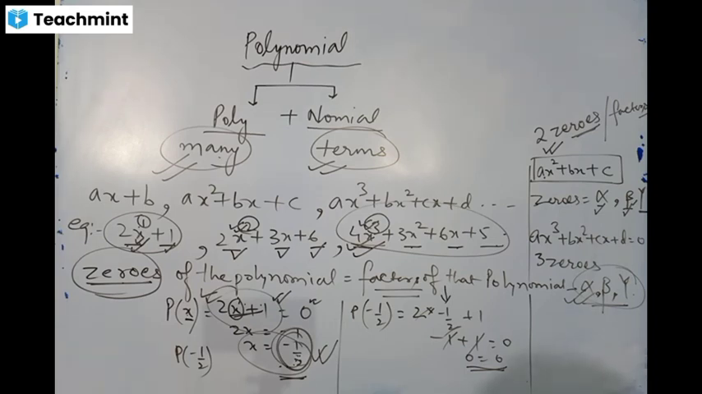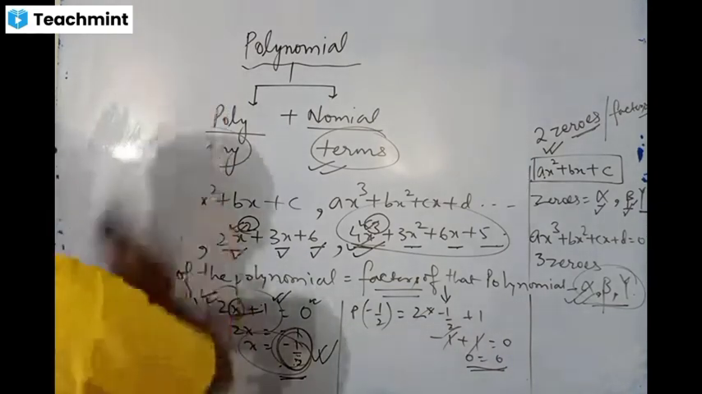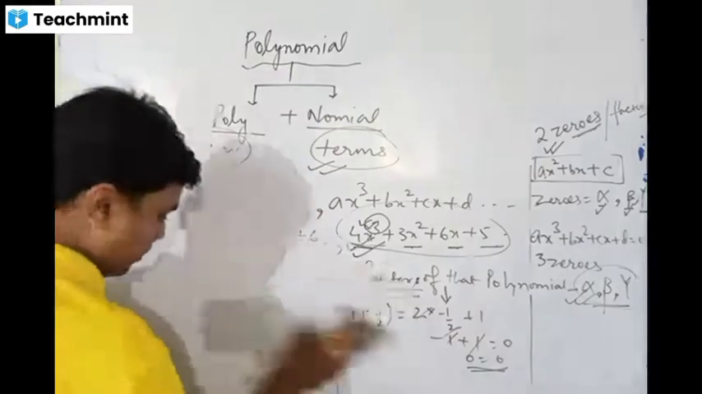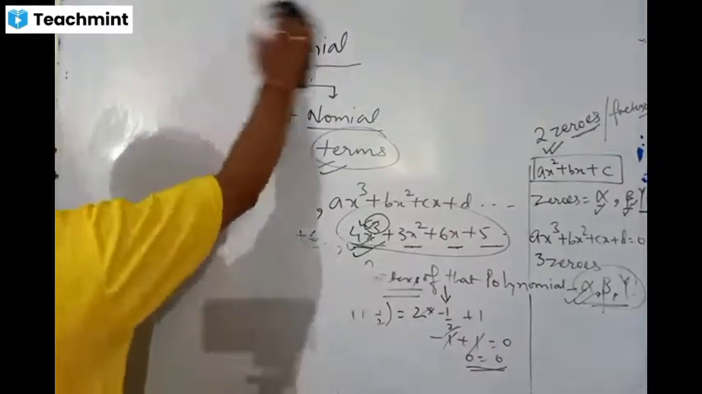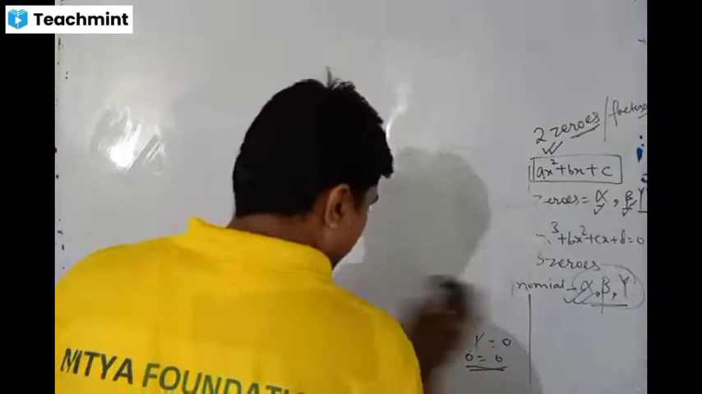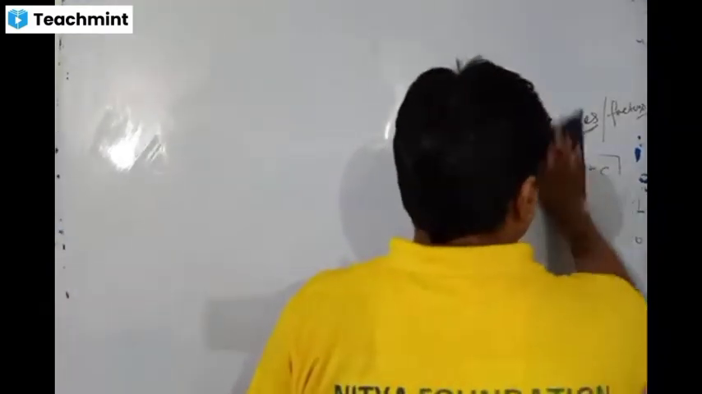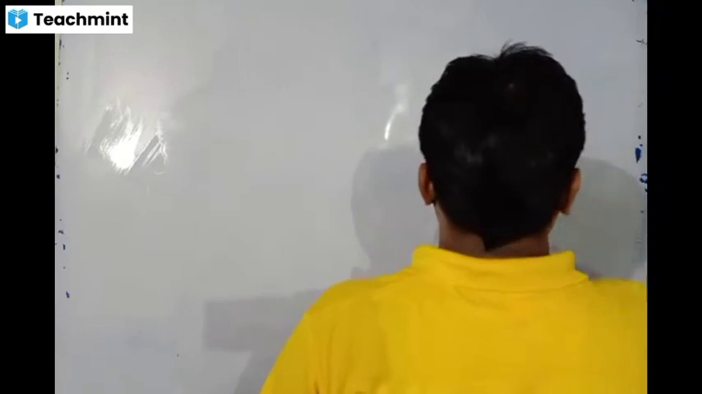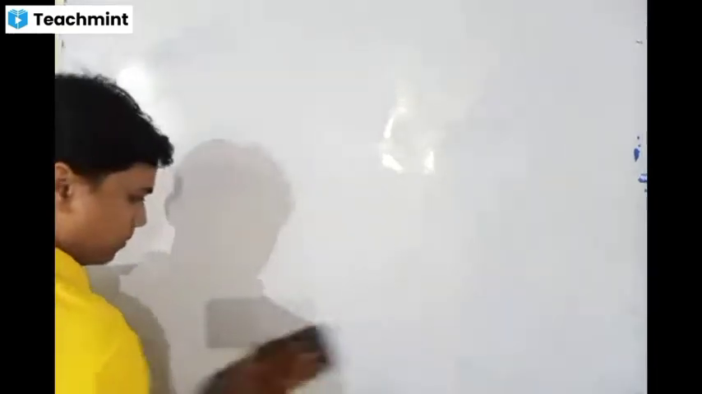Okay, so suppose there is an expression. We are just starting with linear polynomial only. Will anybody give an example of a linear equation, or you can say a linear expression in terms of zeros? Will anybody say any linear expression?